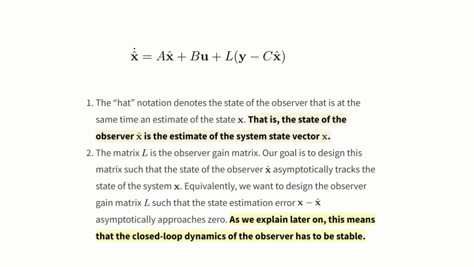Or equivalently, we want to design the observer gain matrix L such that the state estimation error, that's denoted as the difference between x and x hat, asymptotically approaches zero. As we will explain and see later on, this means that the closed loop observer dynamics has to be stable.